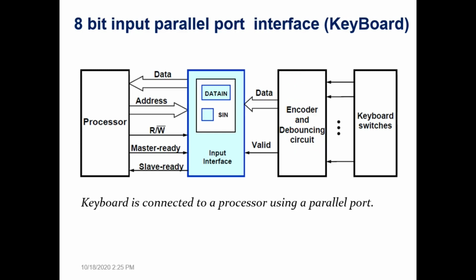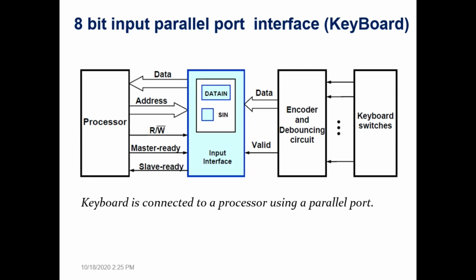So once the encoding is done, that is, the ASCII of the character of the key you have pressed is coded, that data is sent to the data in register by the encoder using these data lines. And then the encoder makes the valid line high to inform the interface circuit that data is placed in the data buffer.